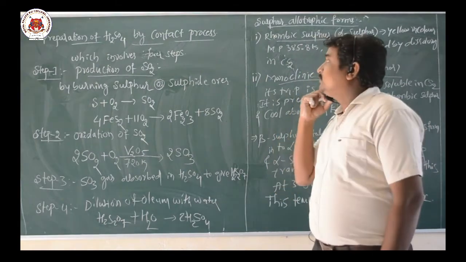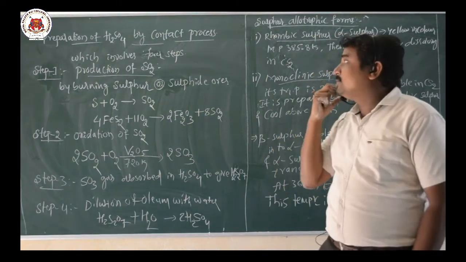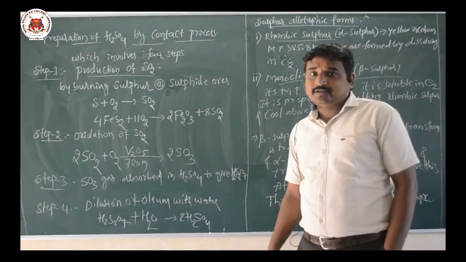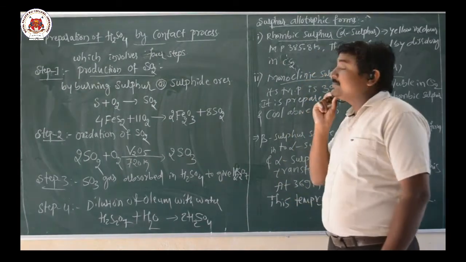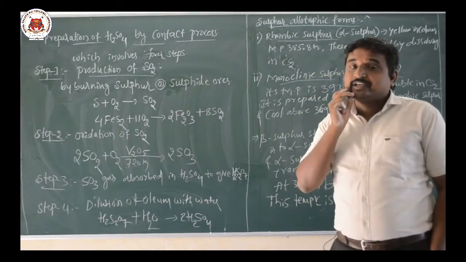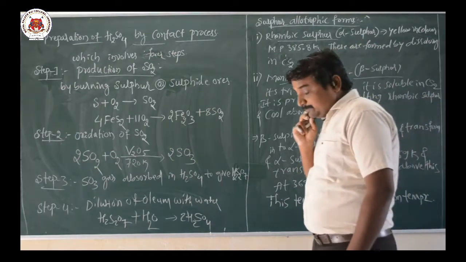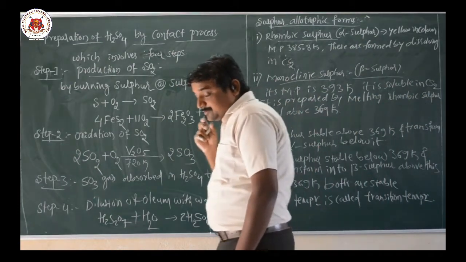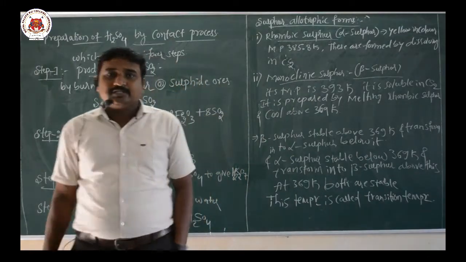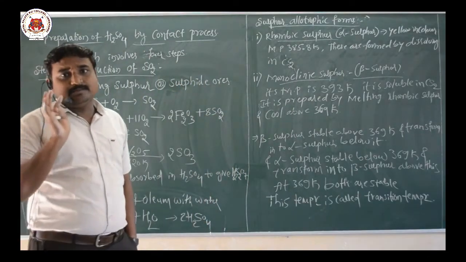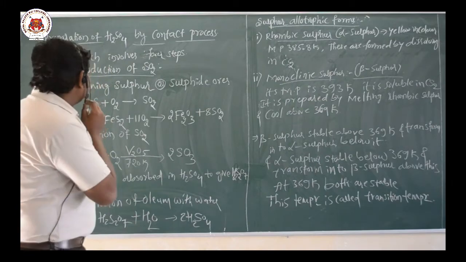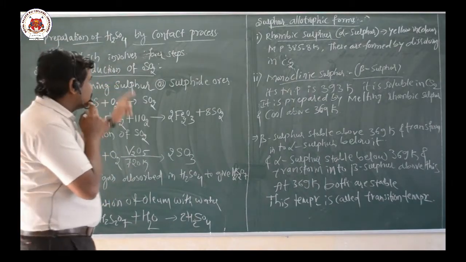So in today's session I am going to discuss one of the three most important questions, that is preparation of H2SO4, that is sulfuric acid, by contact process. The manufacture of sulfuric acid by contact process mainly involves 4 steps. Especially the first step, that is production of SO2.